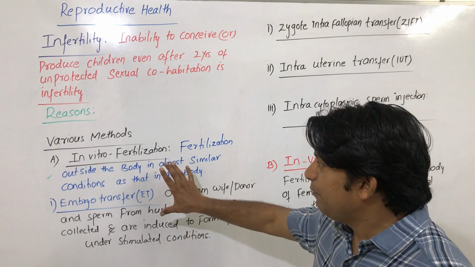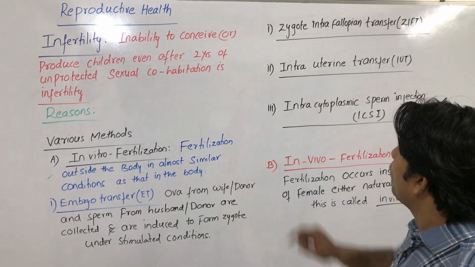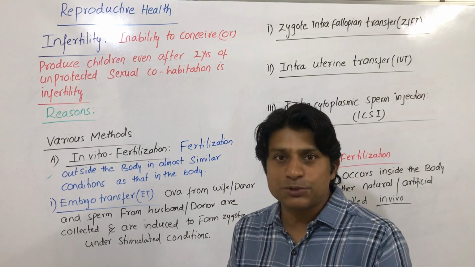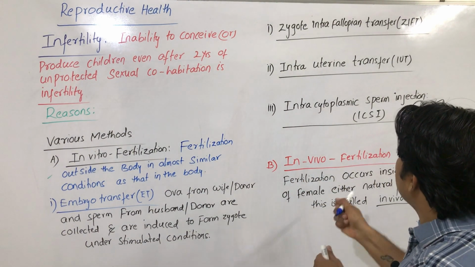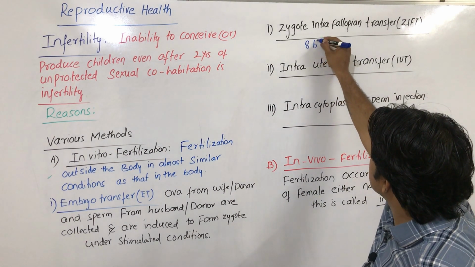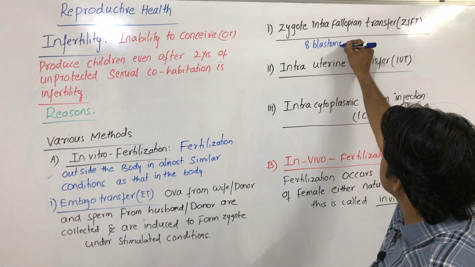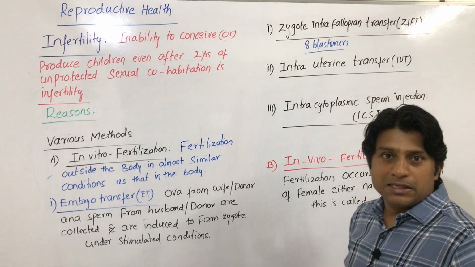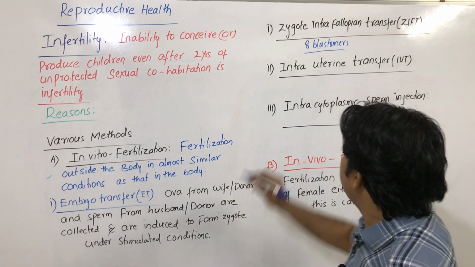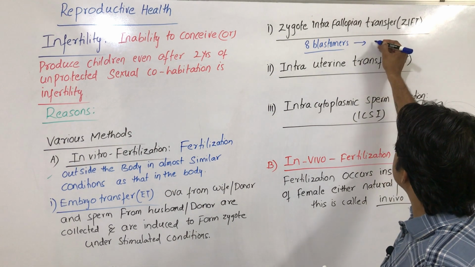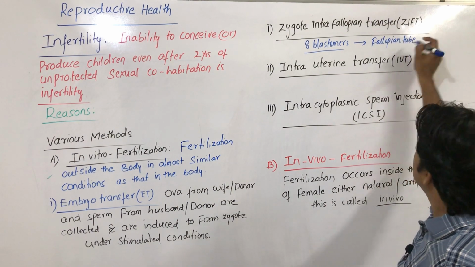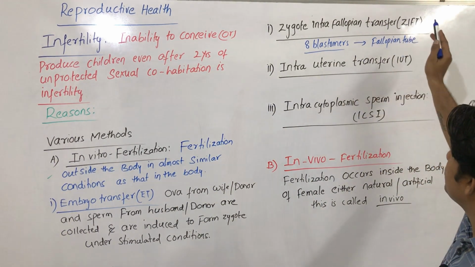Next, this in vitro fertilization includes different methods. One is called zygote intrafallopian transfer. That means we are making zygotes outside the body and they are transferred. Here, in zygote intrafallopian transfer, the early embryos up to the 8 blastomere stage are transferred into the fallopian tube of the female. The cells in the zygote after cleavage are called blastomeres. Remember this point. This is what you call zygote intrafallopian transfer.